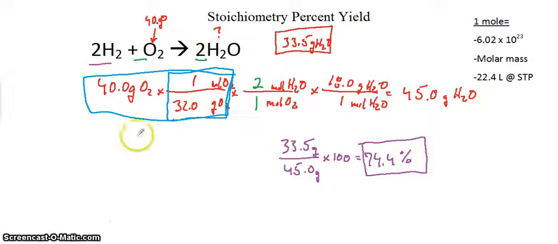And again, I got that by calculating the mass that I should have gotten, comparing that to, and this is always given to me in the problem, how much I actually got, to get my percent yield. So that's all you do.